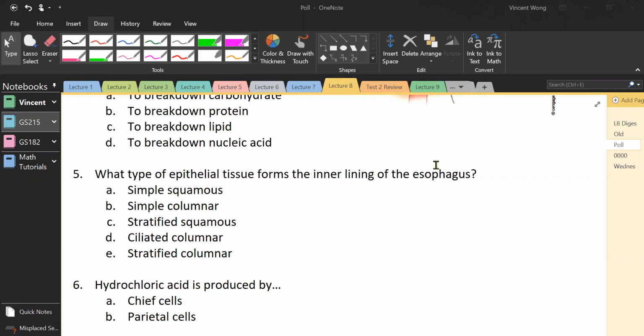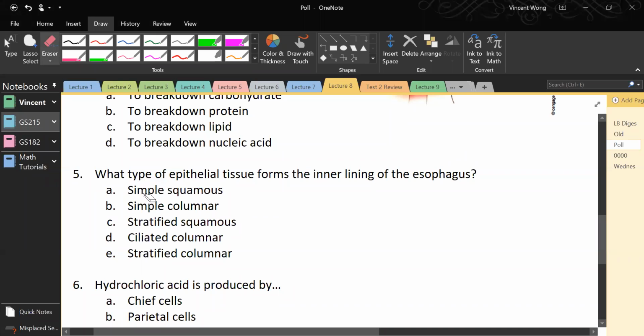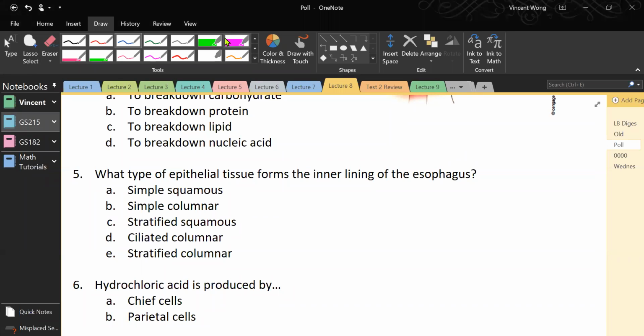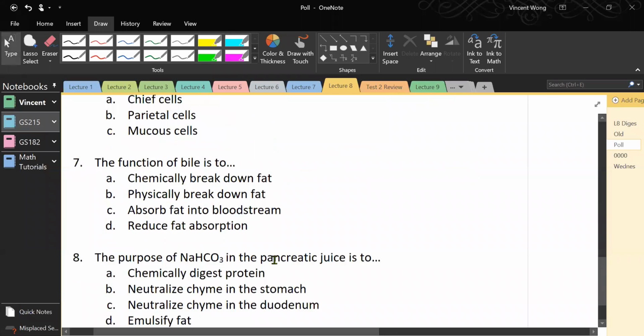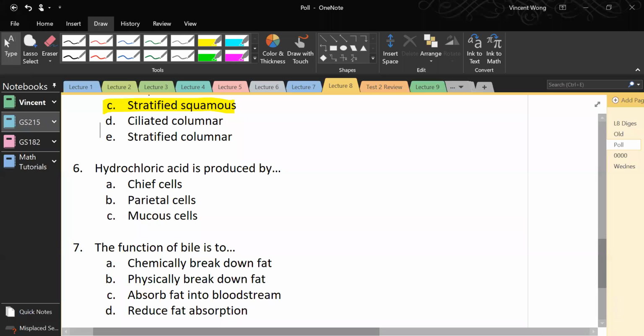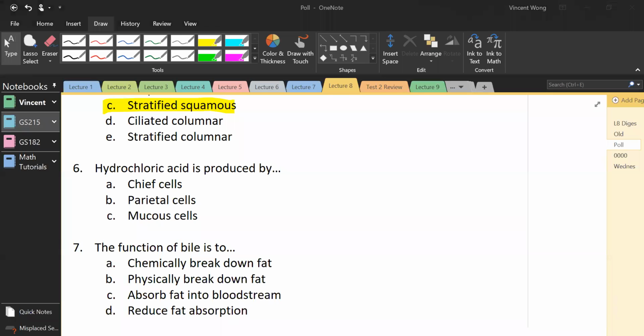Okay, so last semester we learned about the different types of epithelial tissue. Simple means single layer. Stratified means multiple layers. So for best protection, you want to have multiple layers of flat cells. The correct answer is stratified squamous. Just a couple more things, two more. Let's try it.